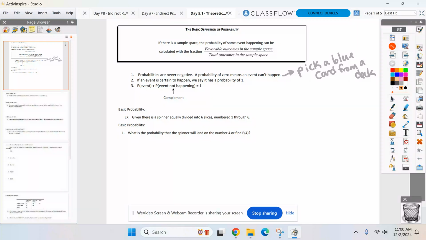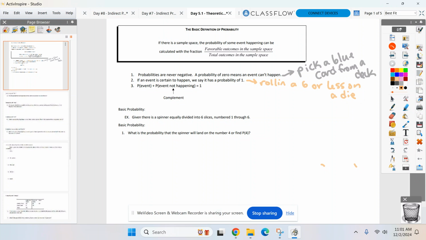Picking a red card. That wouldn't be a probability of 1 because it's red and black. Rolling a 6 or less on a die. That's more like 12%. Makes sense? Rolling a 6 on a 6-sided die, right? 1, 2, 3, 4, 5, 6. So a probability of 1 is certain, rolling a 6 or less on a die. That's a certain. And I want to make this clear.